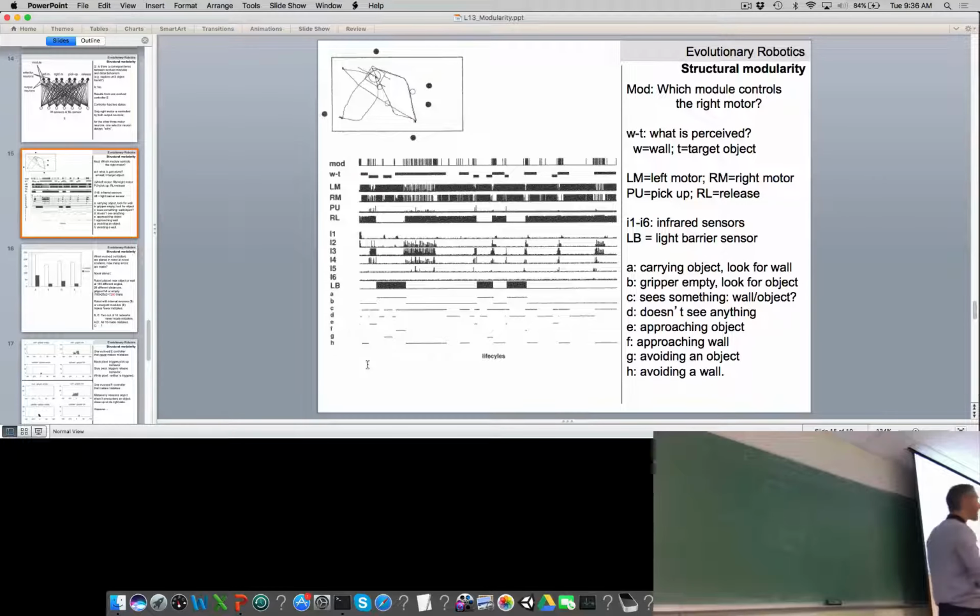So do these two modules correspond to whether it's looking at a wall or looking at a sugar cube? No way, right? There's no correspondence between this pattern and this pattern.